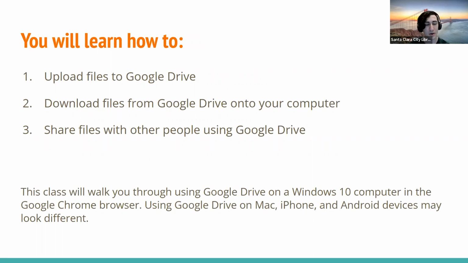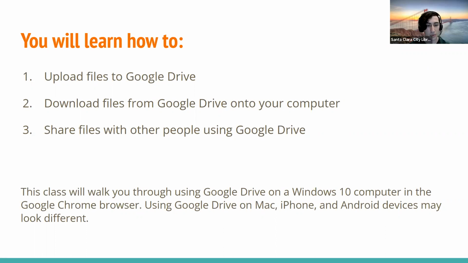The first thing we're going to be going over is how to upload a file to Google Drive. That's what saves it onto your Google Drive account. The second step is going to be downloading files from Google Drive onto your computer. This could be a different computer than the one that you uploaded them with, so that's how it can be useful to transfer files to a different device. The third way that you can use Google Drive is by sharing files with other people. Google Drive lets you create a link to that file, and you can send that link to other people, and they can view that same file.